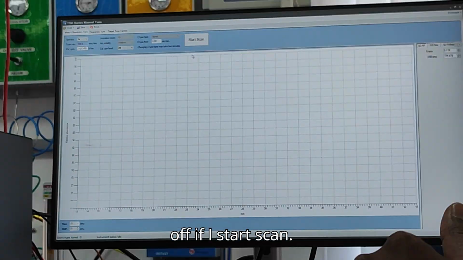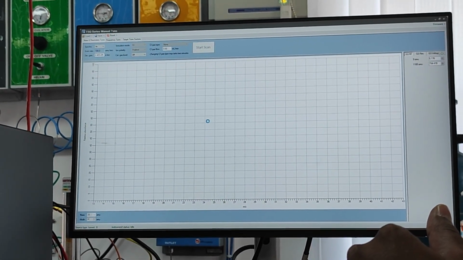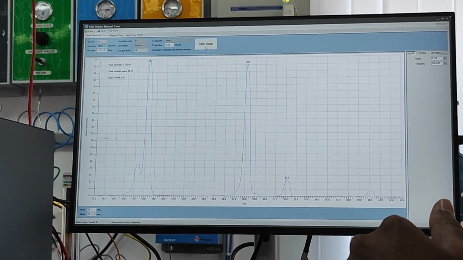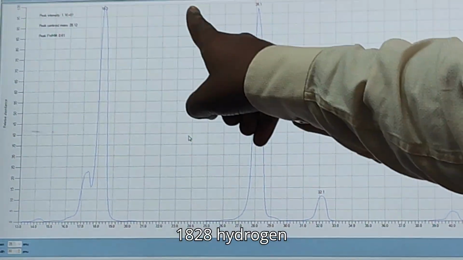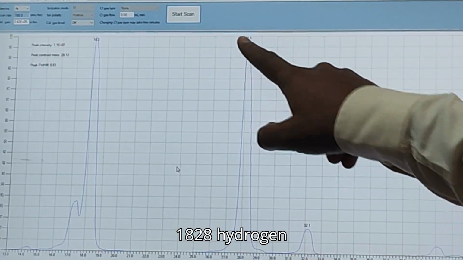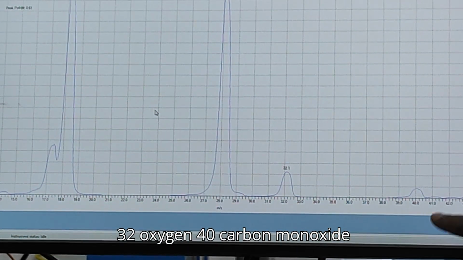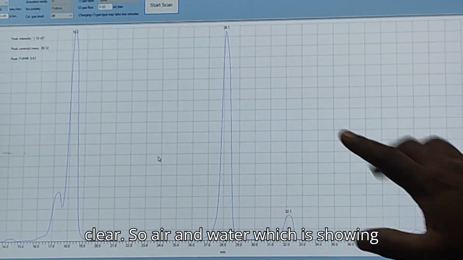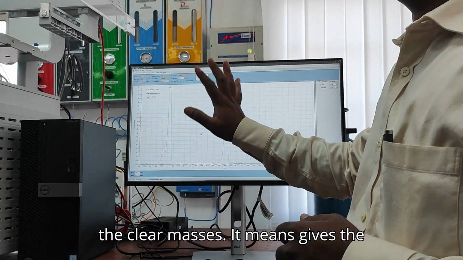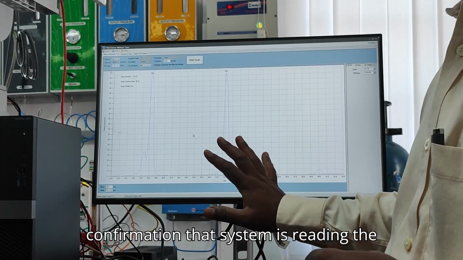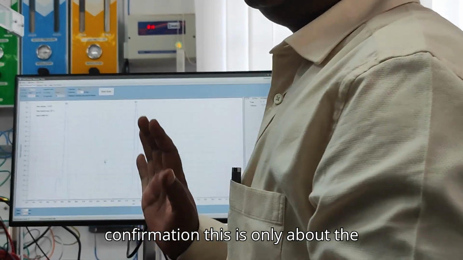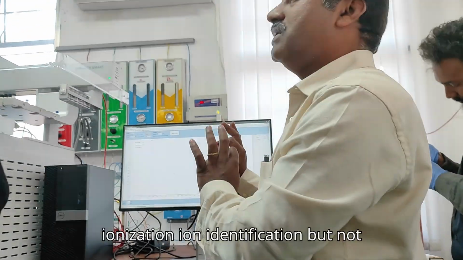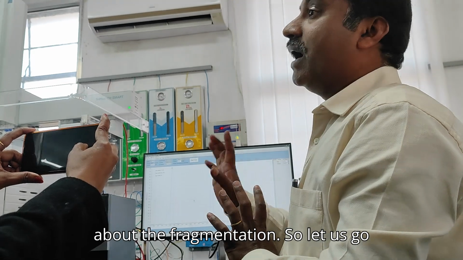I'll just show you with this. Here I have selected the spectra as air, cal gas is off. If I start scan, you can see the masses: 18, 28 nitrogen, 32 oxygen, 40 carbon monoxide. Clear? So air and water show the clear masses. It gives confirmation that the system is reading the proper mass for the proper molecule. This is only about ionization, ion identification, but not about fragmentation.